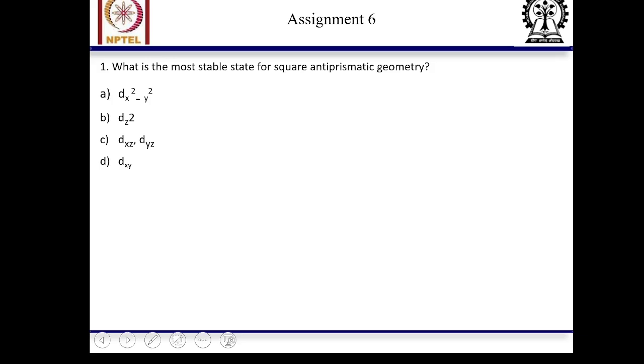So let me see. Should I go further, like how square planar complexes form, or should I go for the problem solving session because it's going too long? Can you just write in the chat box what I should follow? Should I go ahead and teach you about how square planar works? Okay, no problem. I will go for the question answers, and in that I will just describe it.